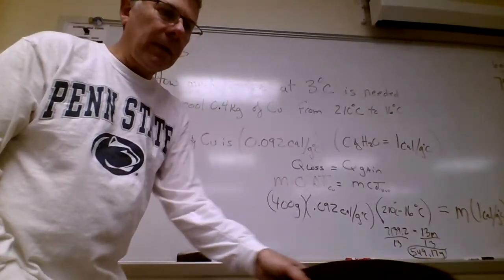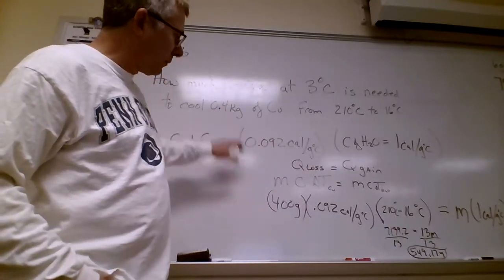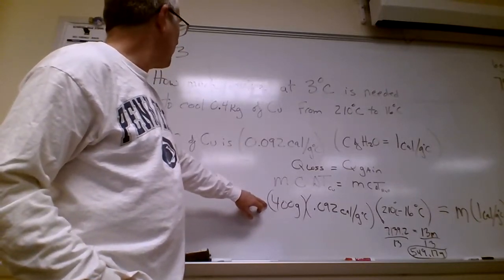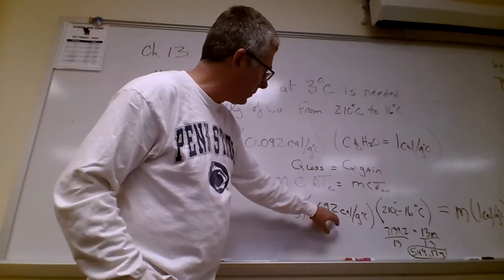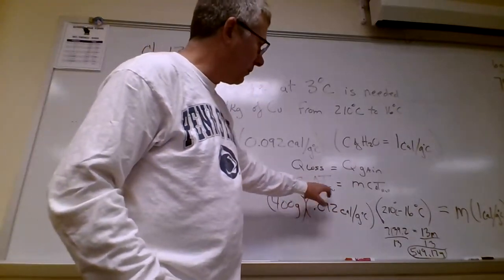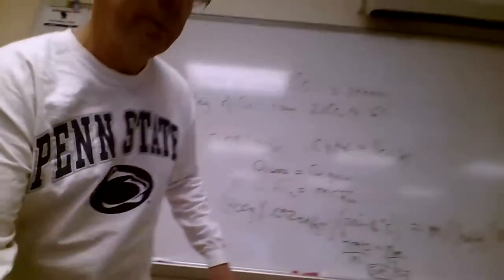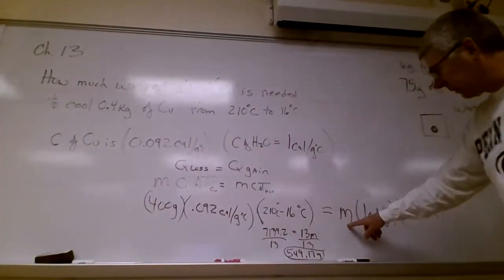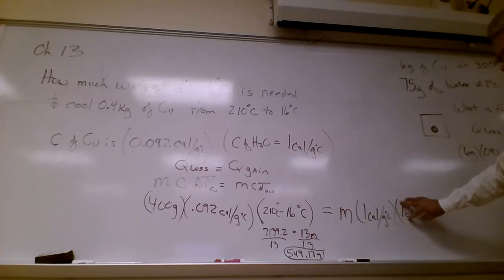So we've got 400 grams, because it's 0.4 kilograms, 400 grams of copper, times the specific heat of copper, 0.092, times the temperature change. The copper is going from 210 down to 16. 16 is the equilibrium temperature. That is going to be equal to the mass of the water used times the specific heat of water times 16 degrees minus 3, because it's going from 3 up to 16.